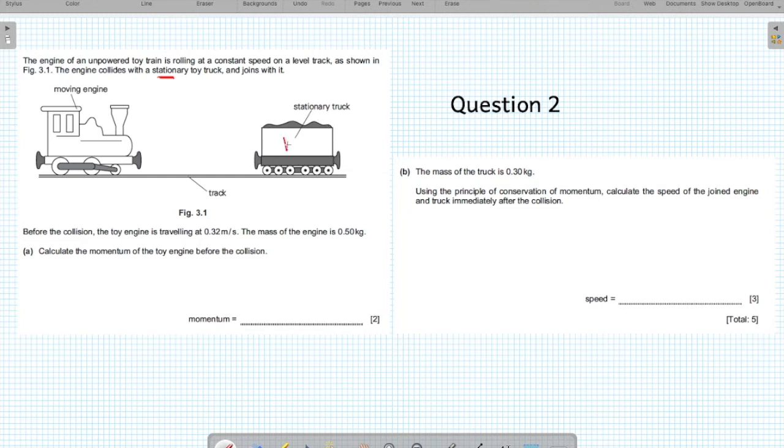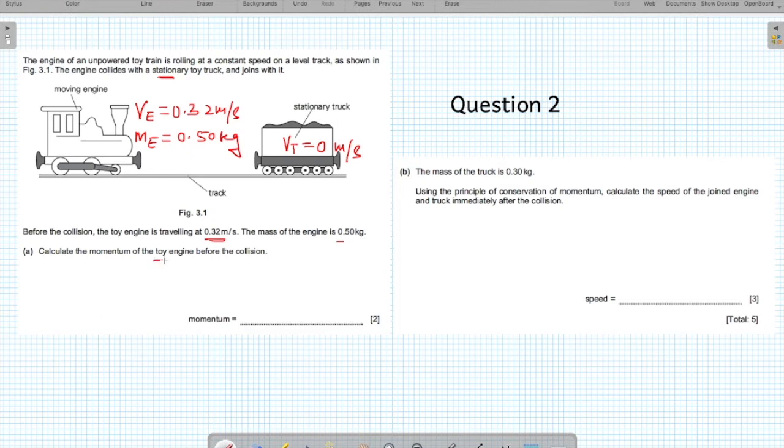So the velocity of the toy truck, let's call it Vt. Vt means toy truck, stationary truck. So Vt is 0. Before the collision, the toy engine is moving at a velocity. Now the velocity of the engine is also given to you. It is 0.32 meters per second. The mass of the engine is also given to you. Let us call it the mass of the engine, 0.50 kg.